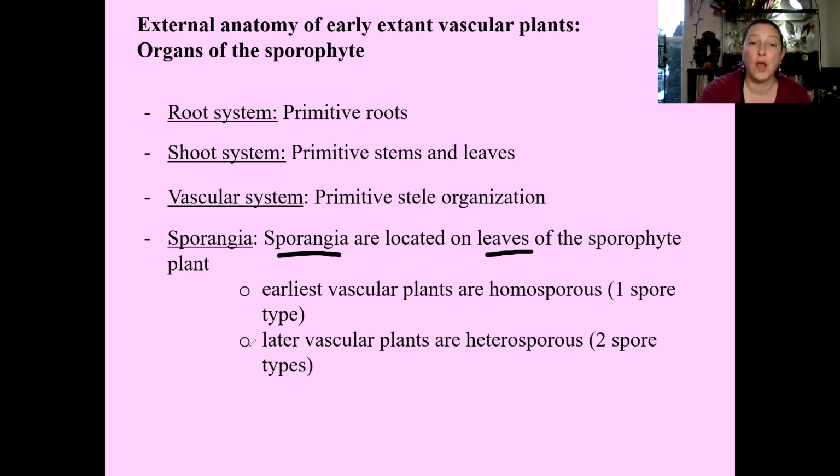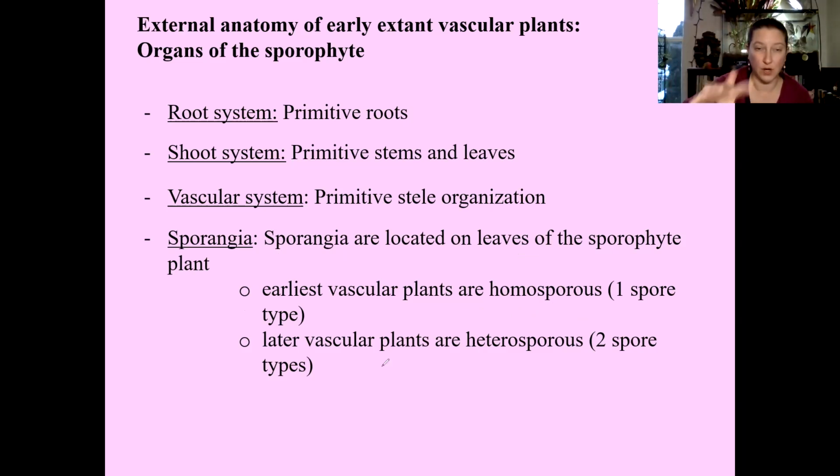And some of these plants, out of the lycopods and the horsetails, have one spore type, which we call homosporous. Just to help you understand these terms, homo means same, and then sporous refers to spores. So if you are a homosporous plant, all the spores you make look the same, right? They're all the same type of spore, so there's one spore type.